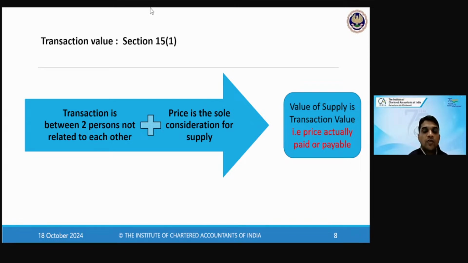Okay. So in most of the situations, we'll go with this because we sell to third parties. We provide services to third parties. This applies for both goods and services. Unlike time of supply where we had a difference, here there is no difference. Here it is one valuation rule, one transaction value for all types of supplies. That is, when the transaction is between two persons who are not related to each other and price is the sole consideration, then value of supply is the transaction value, which is price actually paid or payable.